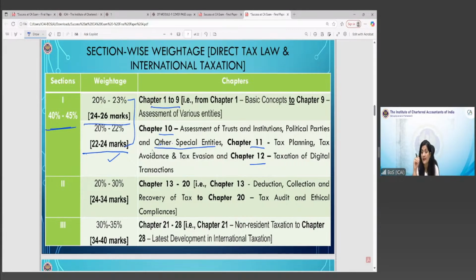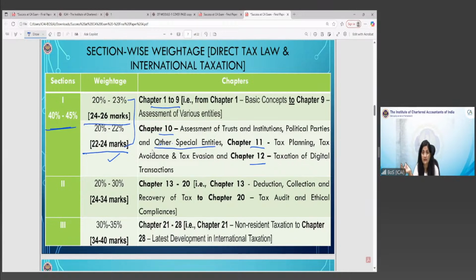So it comprises all the chapters, that is PGBP, capital gains, heads of income basically. Remember, your income from house property and salaries are not specifically covered in this paper. However, you are supposed to be aware of the basic knowledge of income from house property as well as salaries specifically, right?